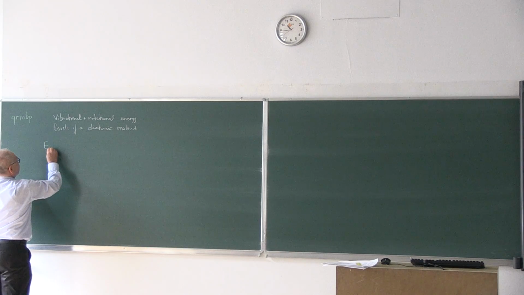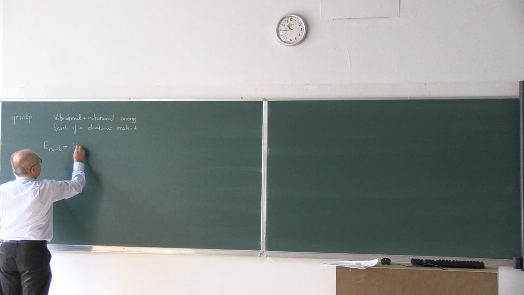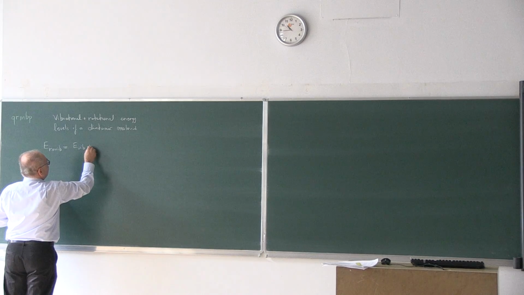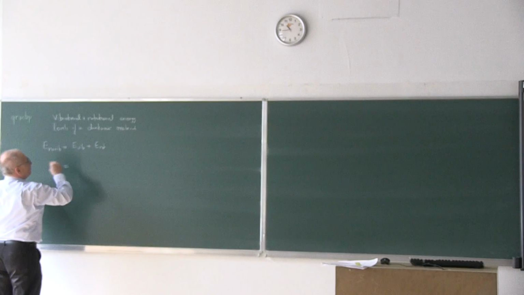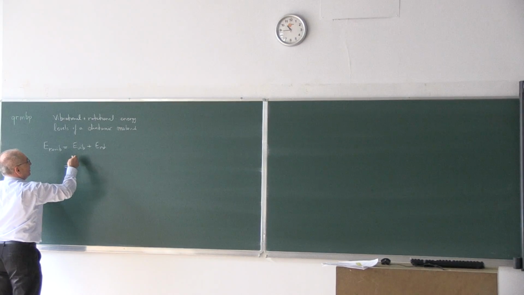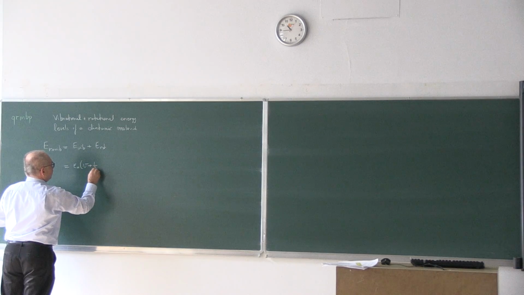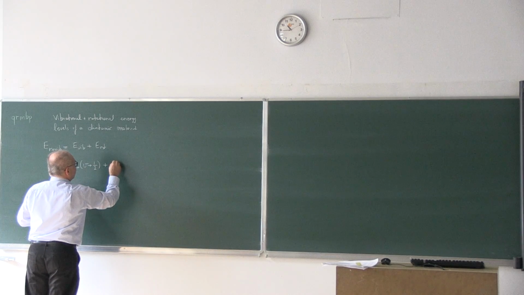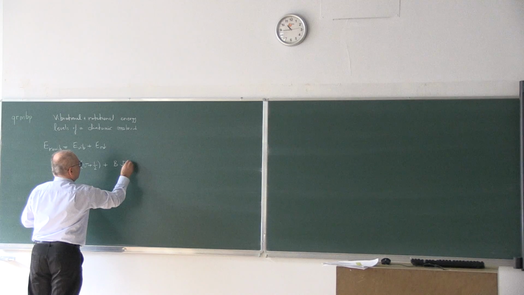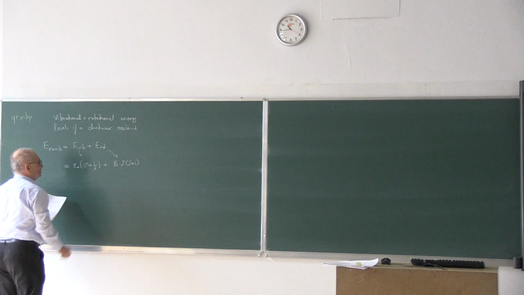We label them, and this is vibrational energy plus rotational energy, and if we write explicit expressions, this is F0 times (V plus 1/2) plus B times J(J plus 1). This is rotation energy, this is vibration energy.